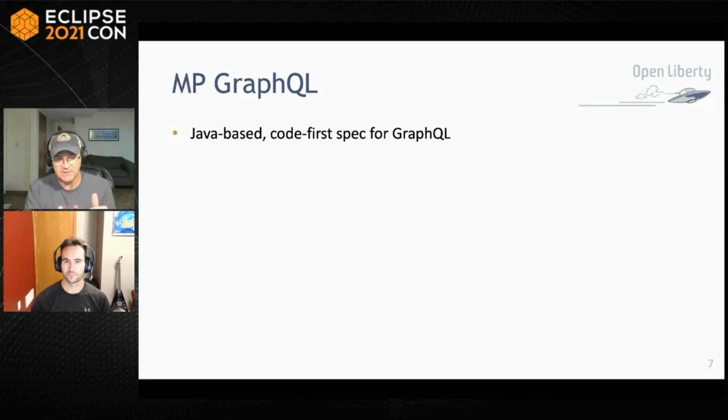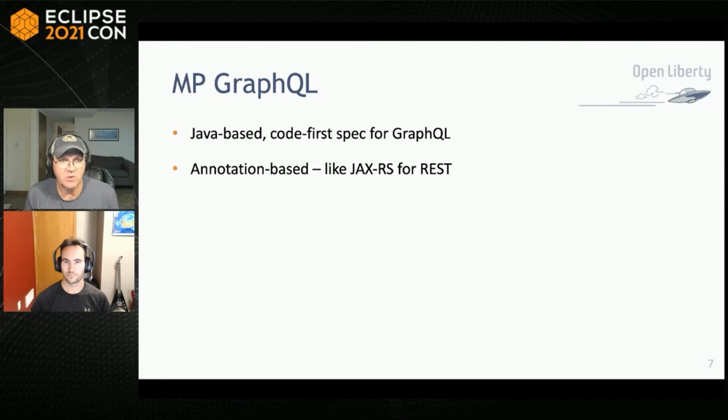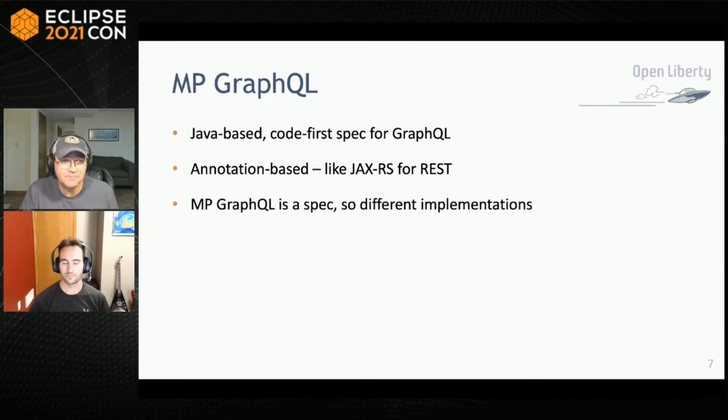Then, just like with JPA and with other Jakarta and MicroProfile specs, there's implementations. So what we'll be showing you in Open Liberty is actually the SmallRye GraphQL implementation. It's annotation based, so similar to JAX-RS for REST, so there's going to be a lot of commonality between something like JAX-RS and MicroProfile GraphQL. And like I said before, it's a spec, so there's different implementations.